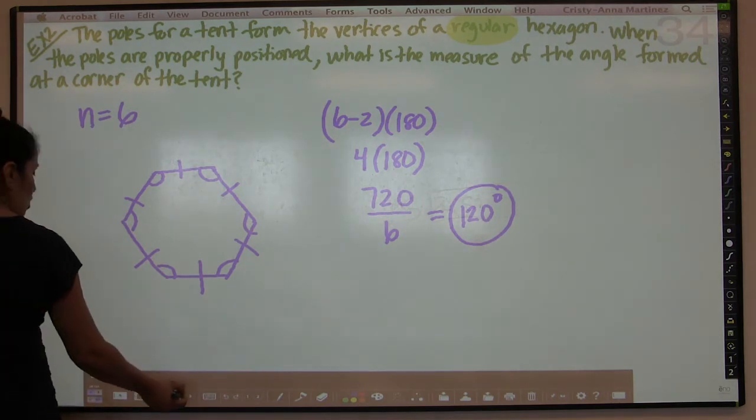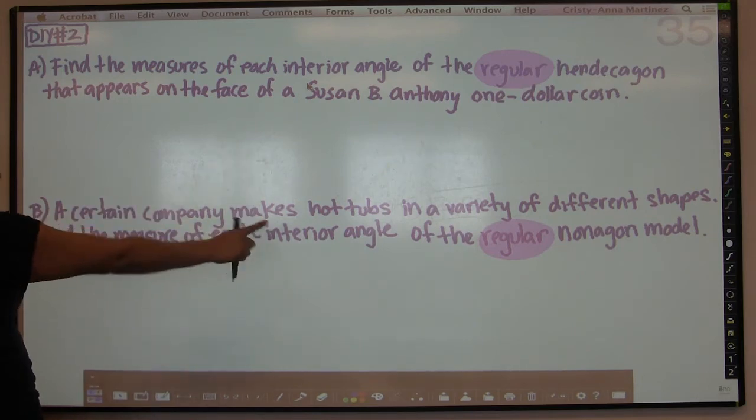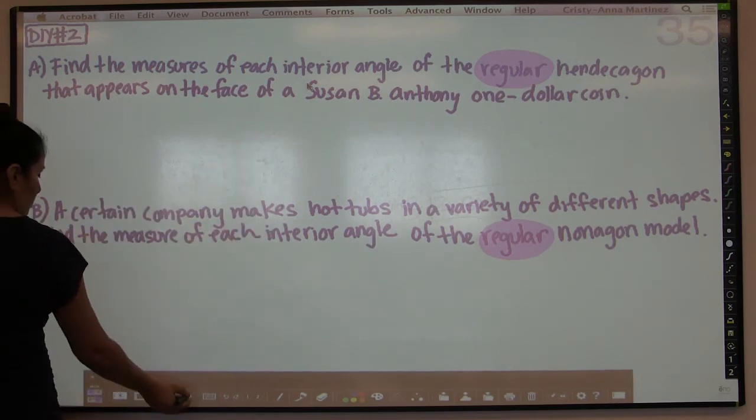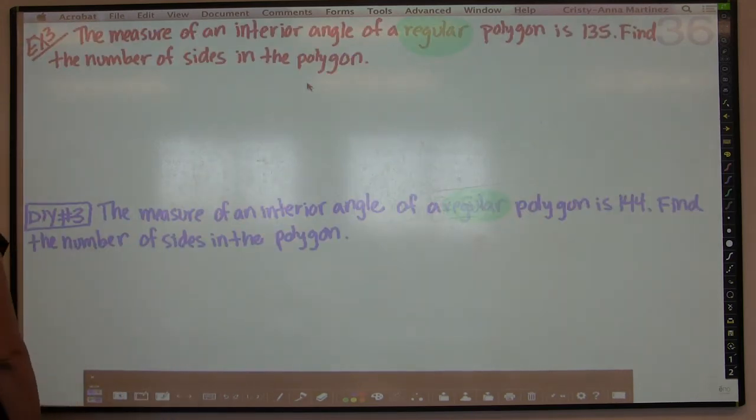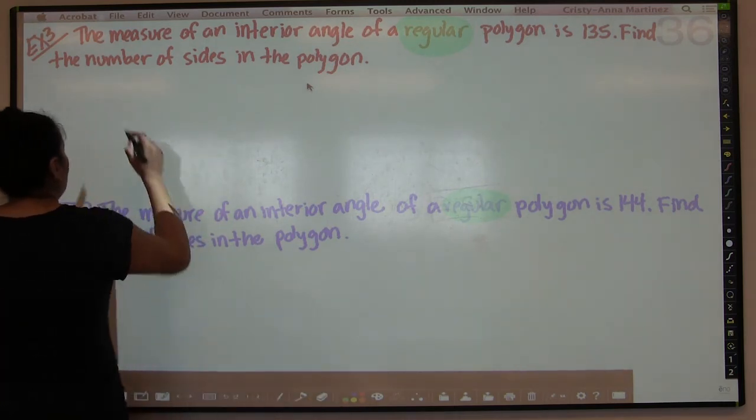So now you can try this example, and again, remember that it says regular in both scenarios. And then we'll move on to example 3. Example 3 says, the measure of an interior angle of a regular polygon is 135 degrees. Find the number of sides in the polygon. So now we have to go backwards, okay? We know that we have this little guy.